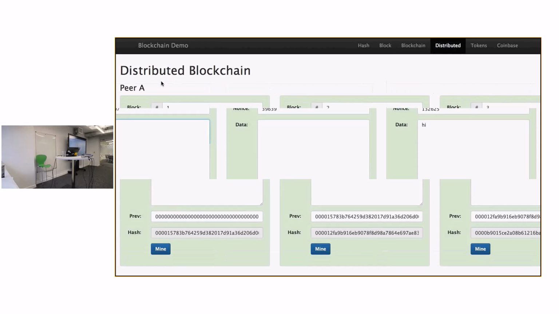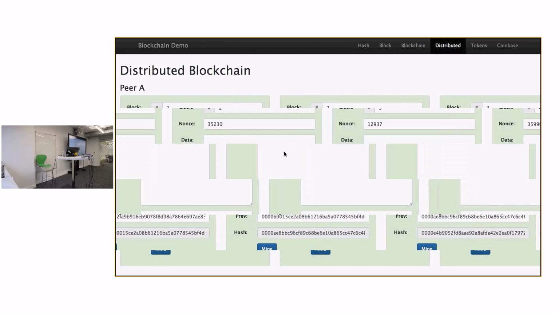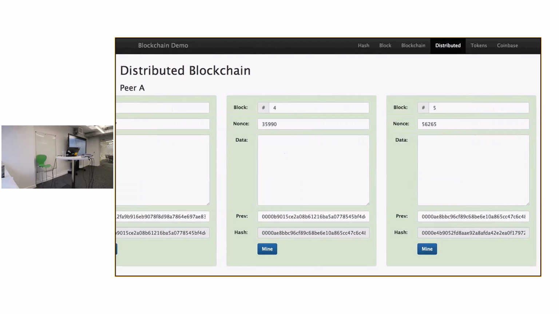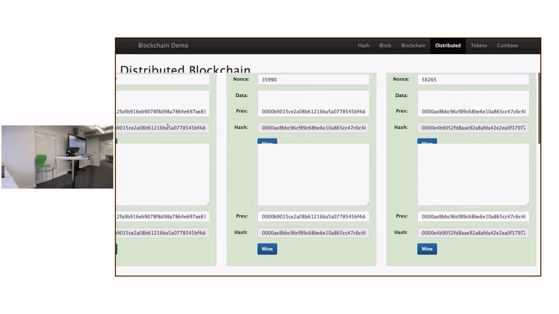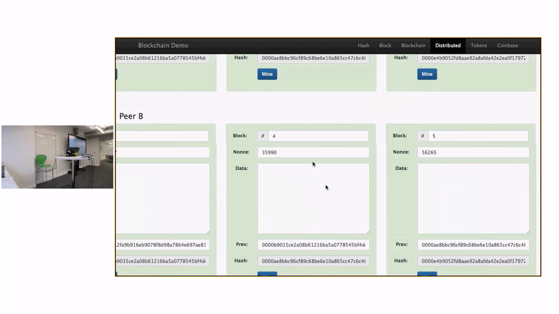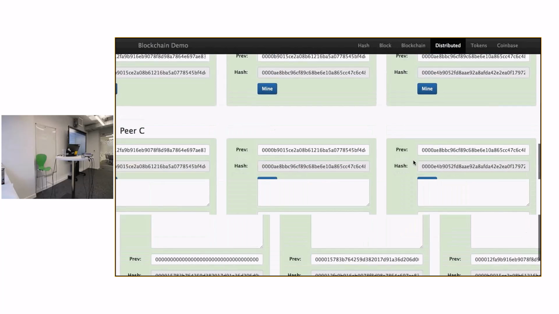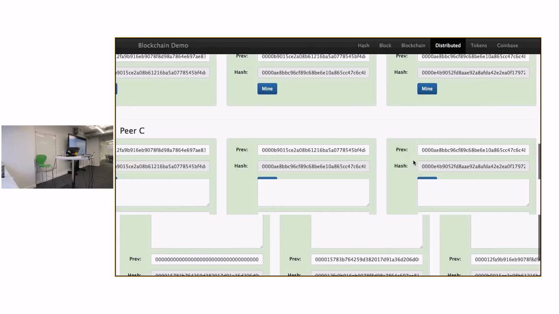It looks exactly like the last blockchain, okay, up to 5. But this is peer A, the first peer. If we go down here, you can see here's peer B, and it happens to have an exact copy of the blockchain. There's actually also a peer C down here, right? And this could go on forever. There's many, many peers out on the internet, and they all have a complete copy of the blockchain.